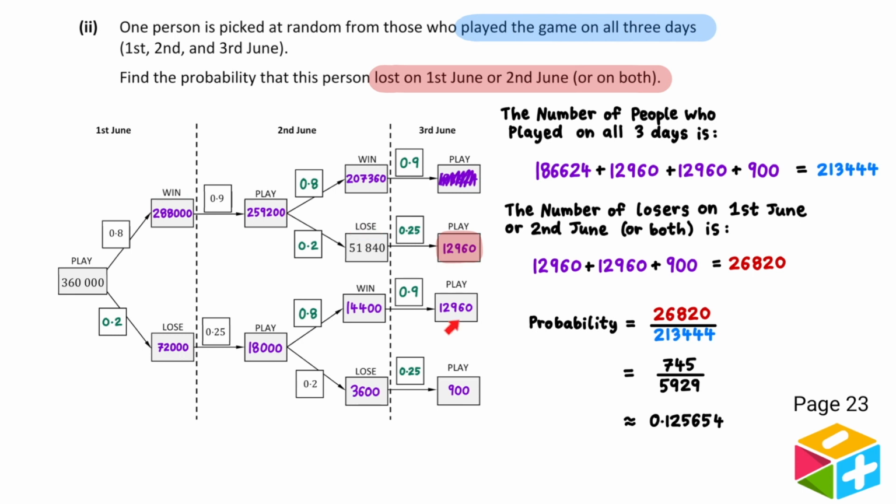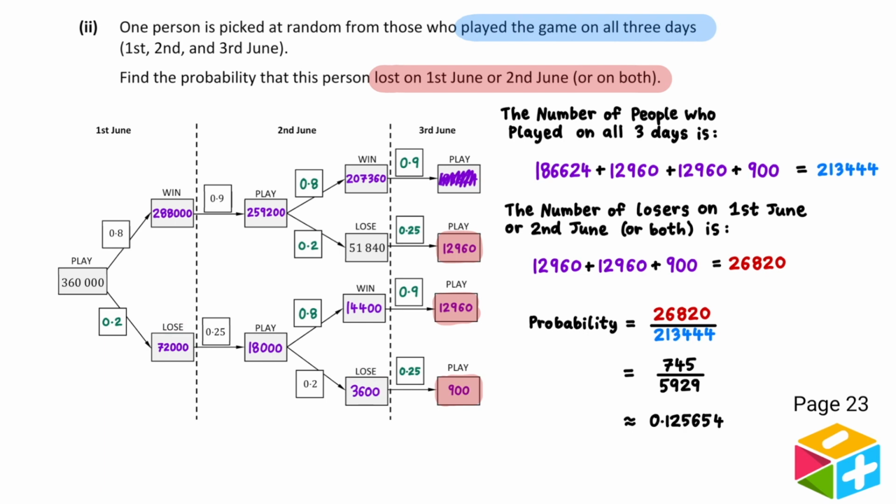The 12,960 in the third box is for the people who lost on the 1st of June and won on the 2nd of June. So again, this represents players who did lose on one of the days. Finally, the 900 people in the last box lost on the 1st of June, and lost again on the 2nd of June. So these guys also lost on one of the days.